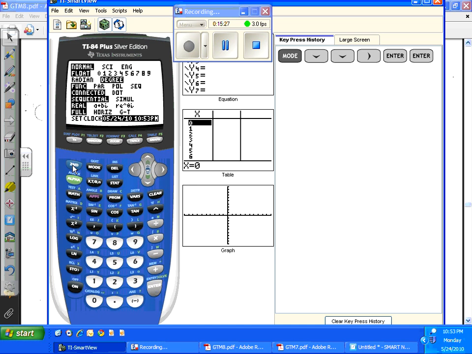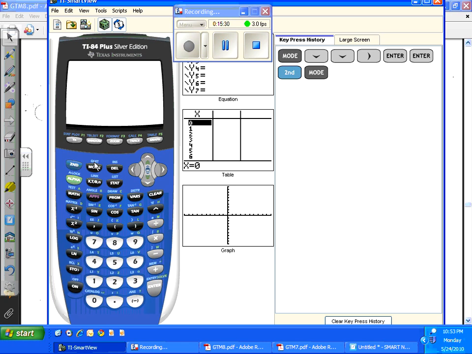And then we're going to go back to our home screen. We're going to hit second mode, which is quit. And so now we're ready to go. We want to do tangent 40. So we're going to hit the tangent button. Everybody see where it's at there? I got the mouse hovering it. 40. Close the parenthesis. Enter. And we get a decimal.